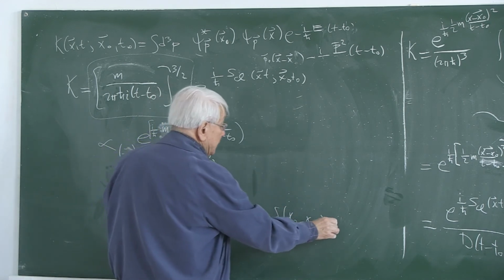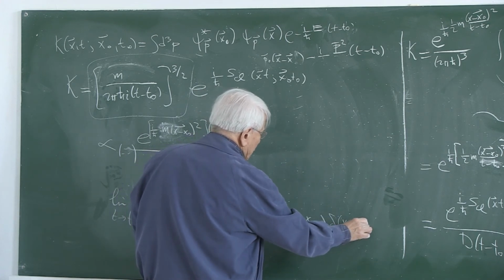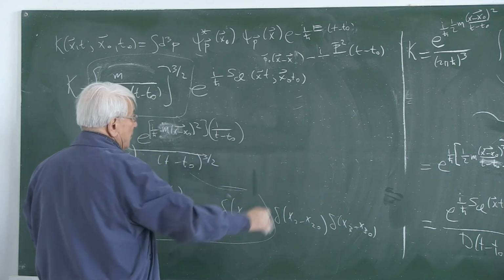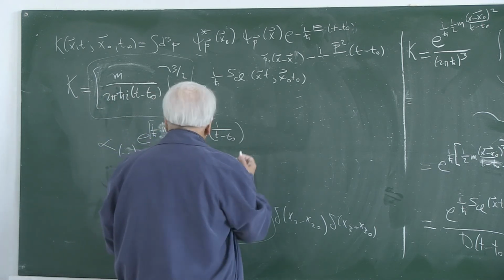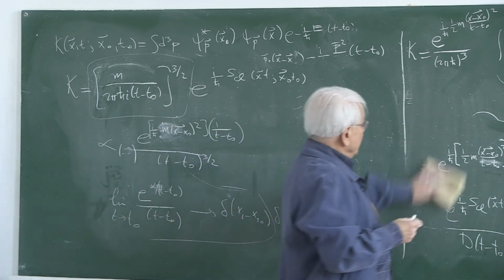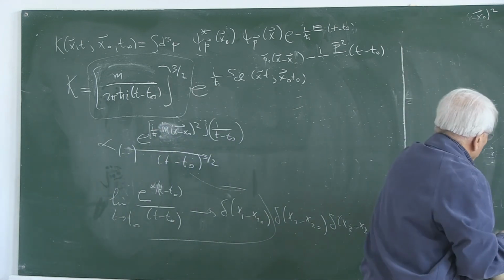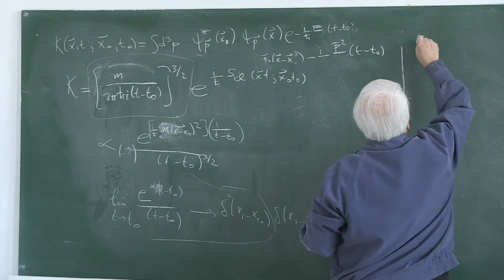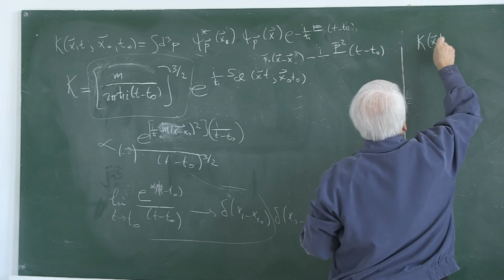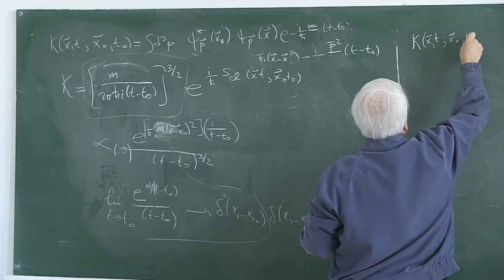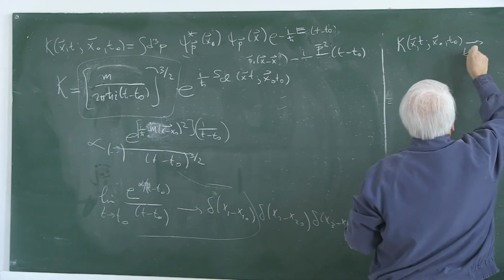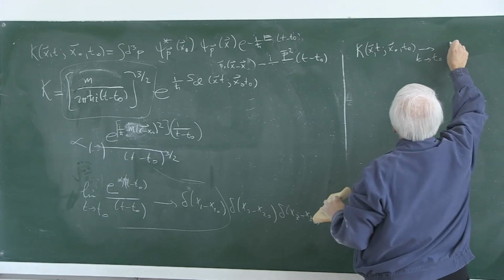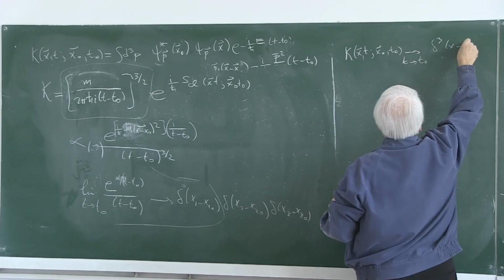If you put them all together, this first factor is that one, but then you have everything. So the claim is the following. We have obtained the explicit expression, and using that explicit expression, we are claiming that x t, x0, t0 goes to, when t goes to t0, it goes to delta cube x minus x0.